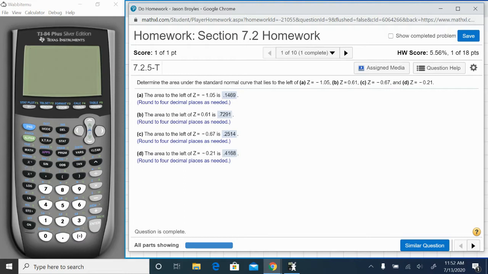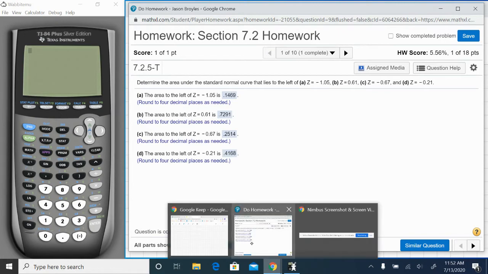We're going to be using the normal CDF function, which is going to be extremely helpful for chapter 7 and chapter 8, and then moving on as well. So, okay, this is the problem. They're looking to find the area to the left of certain z-scores within the standard normal distribution. Let me show you what they're talking about here.